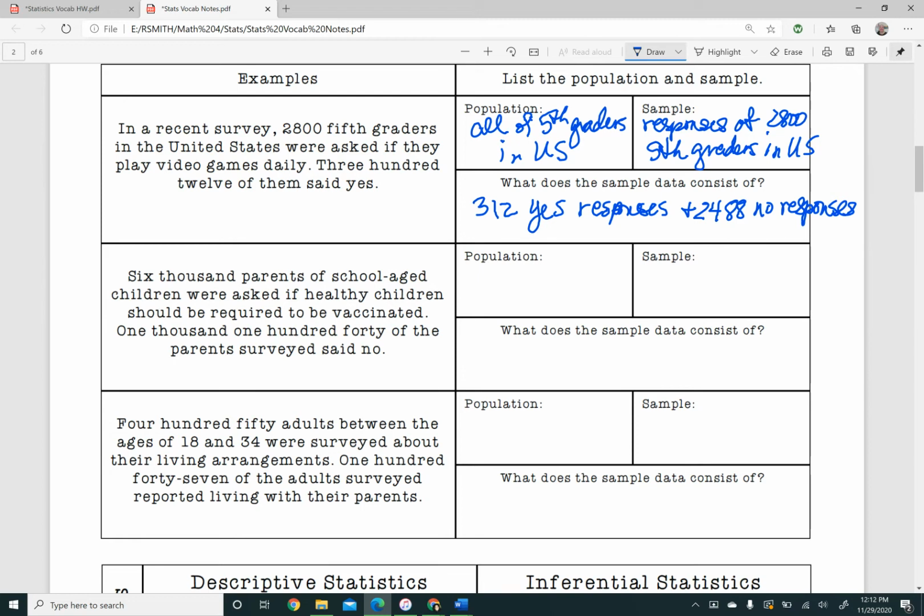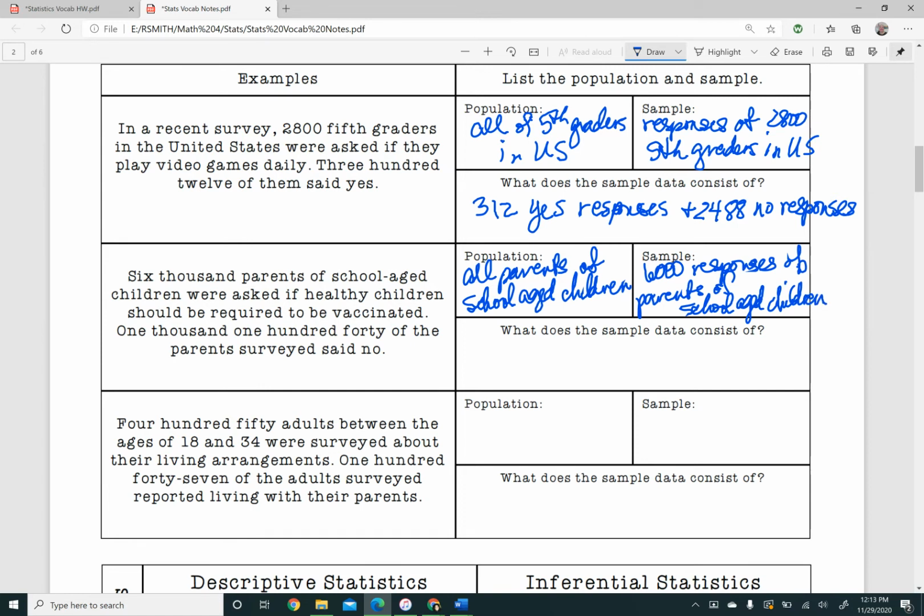Okay. The next one, 6,000 parents of school-age children were asked if healthy children should be required to be vaccinated. 1,140 of the parents surveyed say no. So the population is all parents that have school-age children. So not just the ones here, but all of them. The sample is the 6,000 parents that they surveyed. And what does the sample data consist of? Well, there were 1,140 no responses and 4,860 yes responses to the question.